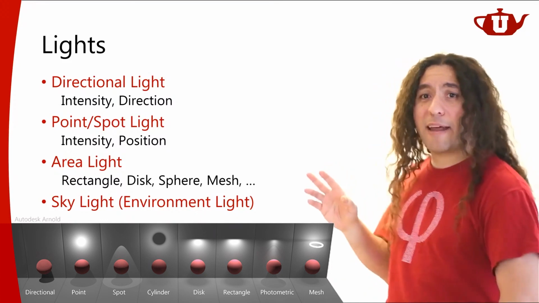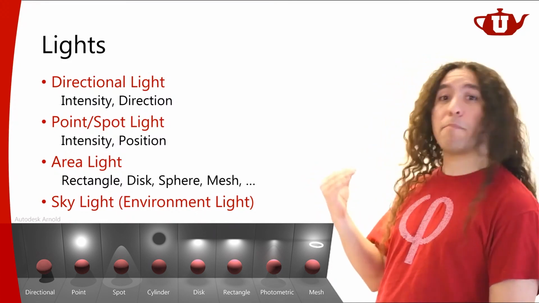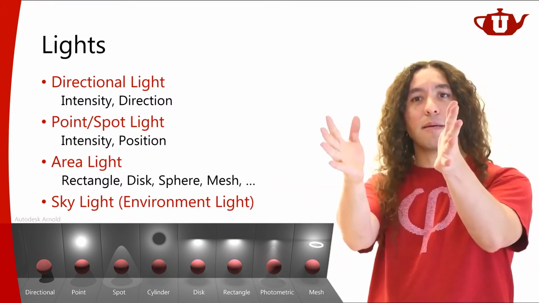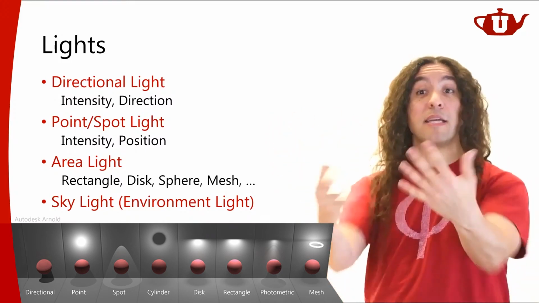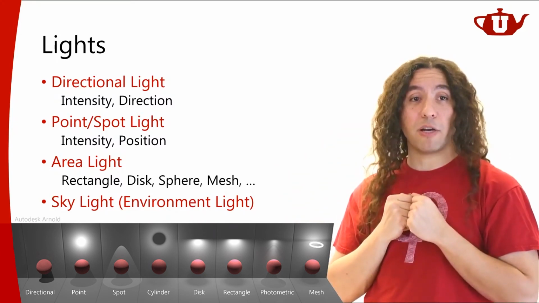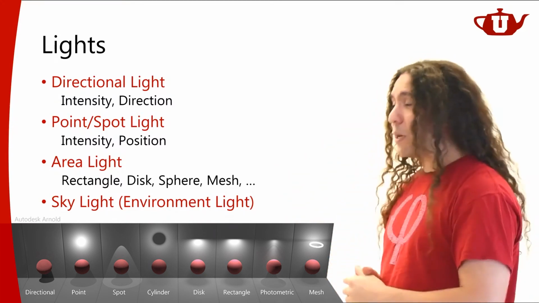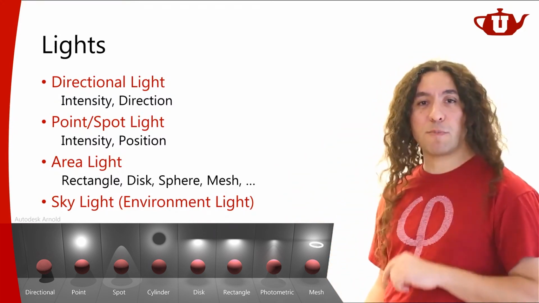And I can use that environment light also as the background. So my camera is looking in some direction. Whatever I see as the environment light could be the background of my camera image. And this brings us to the concept of image-based lighting.